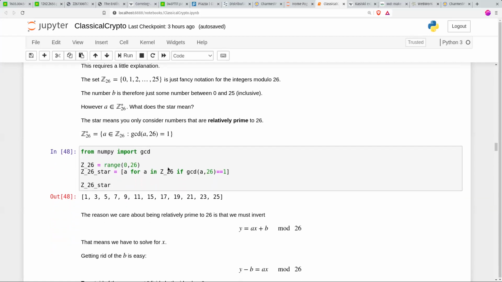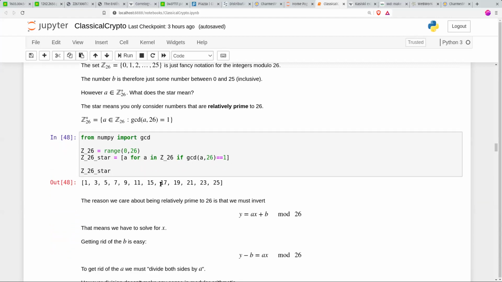And you can just quickly figure out what this is. This is called a Python list comprehension, and it's basically the same as set builder notation. So we want a for a in Z26 if the GCD of a and 26 is 1. So it turns out that those numbers are 1, 3, 5, 7, 9, 11, 15, 17, 19, 21, 23, etc. So these are the ones that you can actually cancel out and invert.